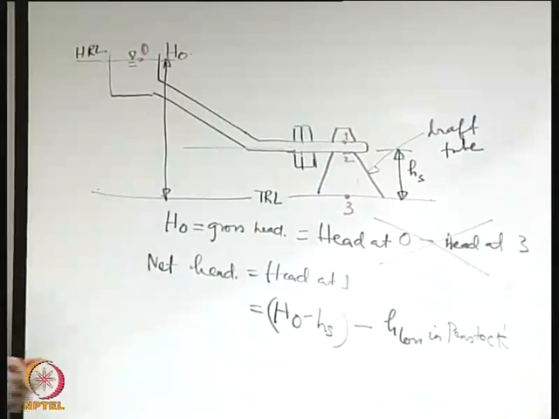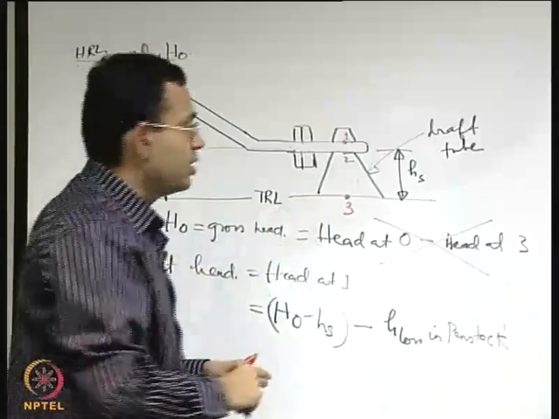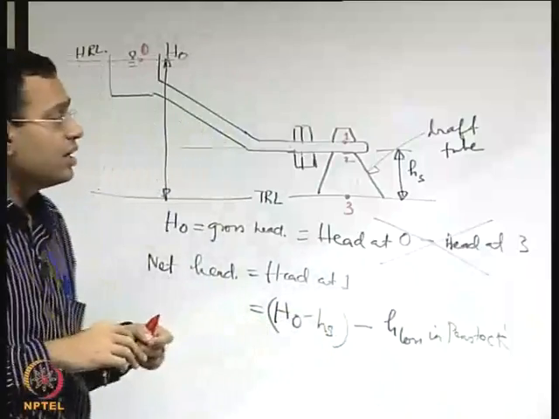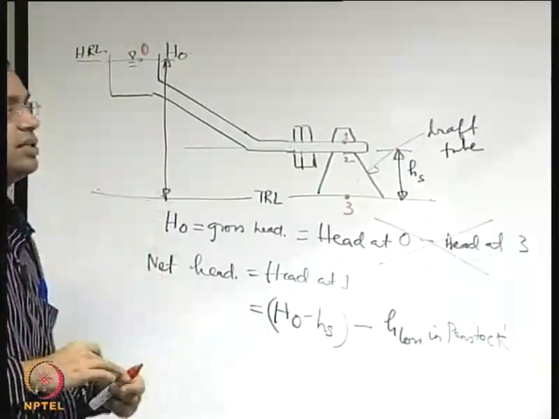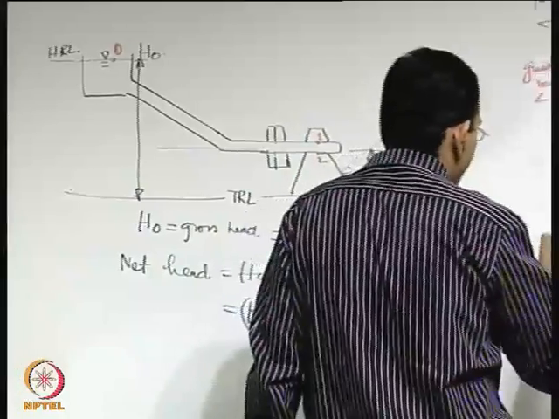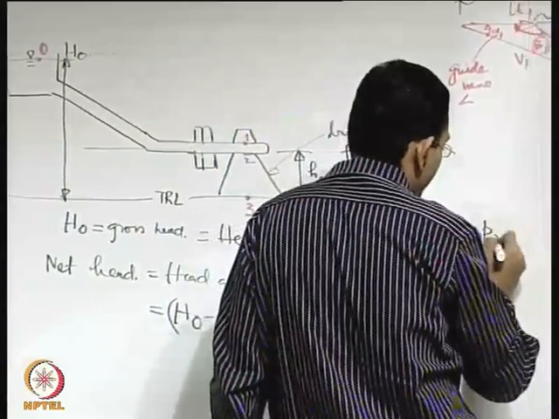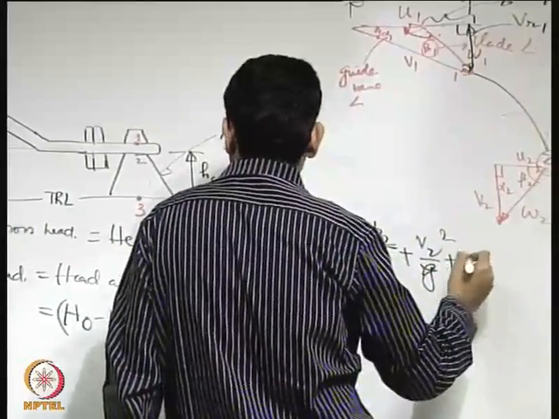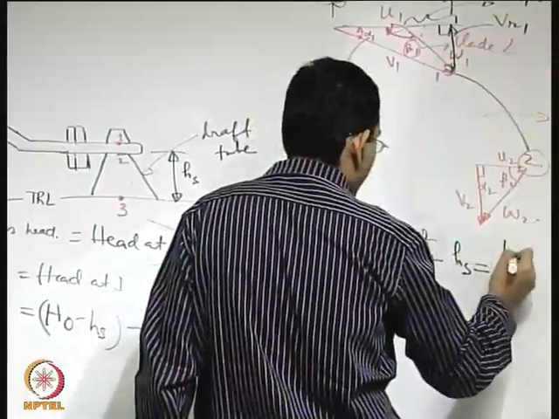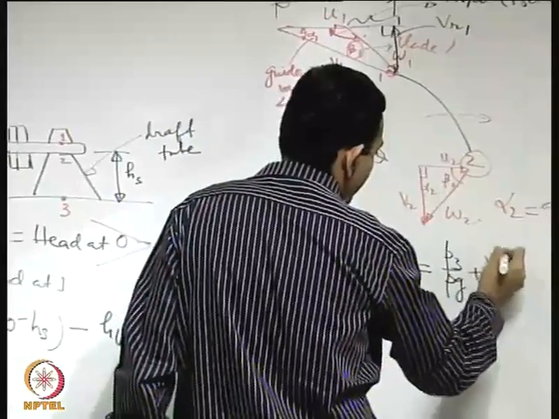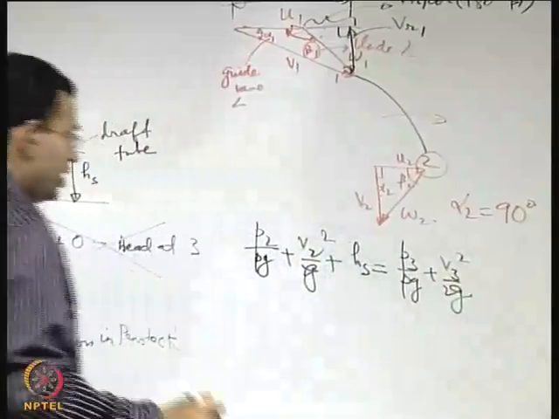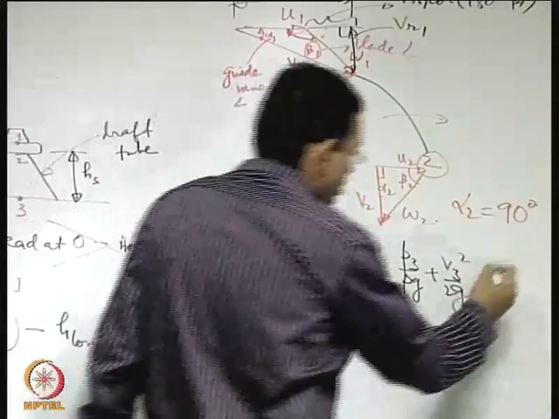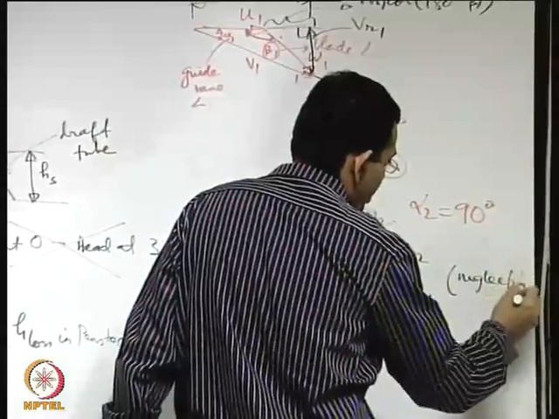So when you do that, let us try to see what happens to the other forms of the head. The draft tube is a divergent tube, and it may have certain head losses. Let us neglect the head losses for the time being, and let us see the consequences. So let us apply the energy equation between 2 and 3. You have P2 by rho g plus V2 square by 2g plus Hs is equal to P3 by rho g plus V3 square by 2g, neglecting losses in the draft tube.